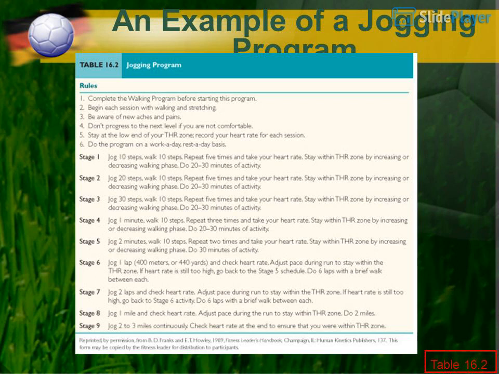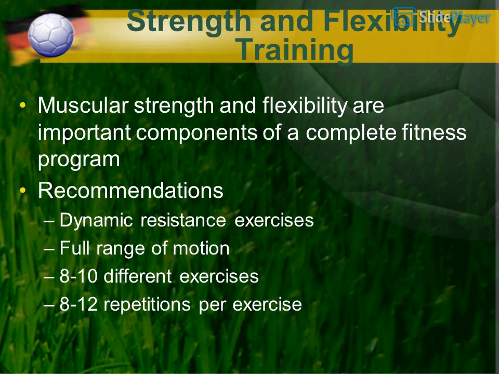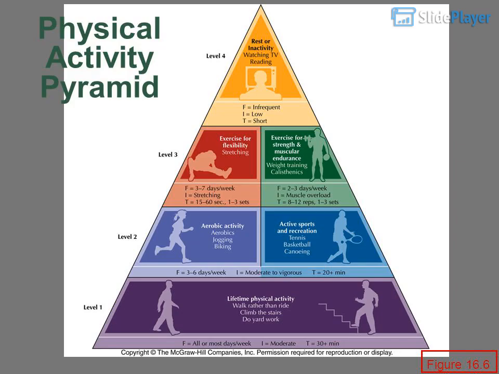Strength and flexibility training. Muscular strength and flexibility are important components of a complete fitness program. Recommendations: dynamic resistance exercises through a full range of motion, 8 to 10 different exercises, 8 to 12 repetitions per exercise. Physical activity pyramid, Figure 16.6.